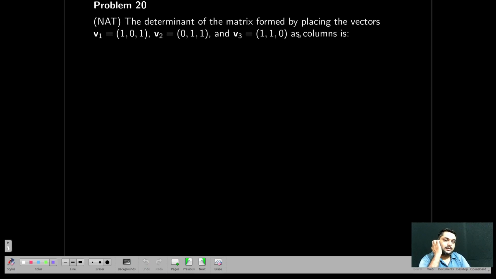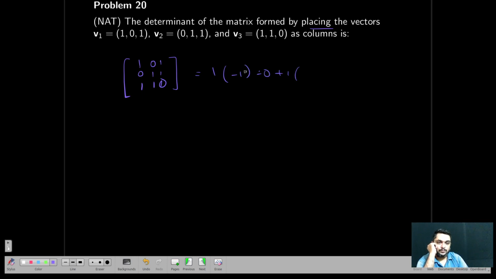Next. The determinant of the matrix formed by placing the vectors in the columns as a matrix. Straightforward: 1 0 1, 0 1 1, 1 1 0. So find the determinant of this. 1 into minus 1, minus 0, plus 1 into minus 1. This is minus 2. Minus 2 is the answer.